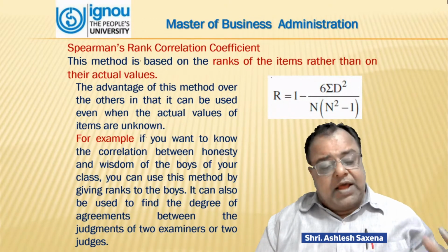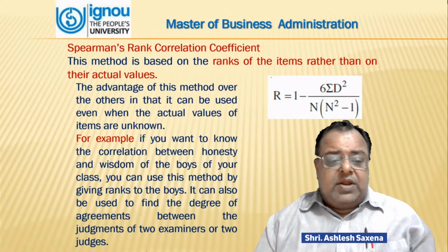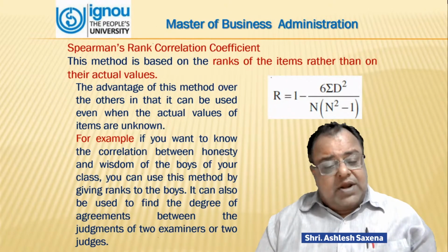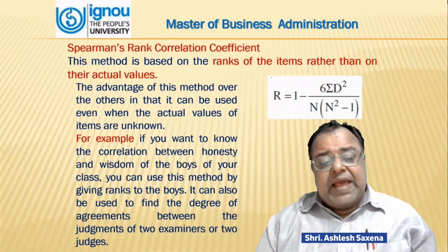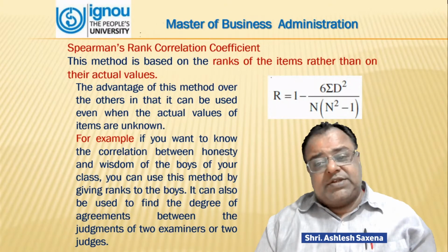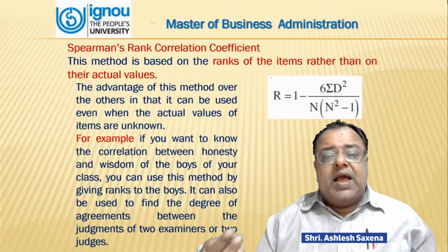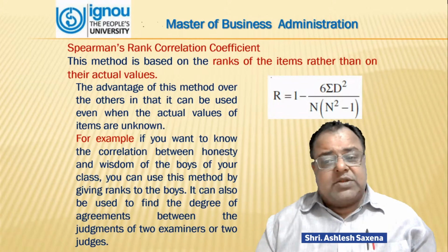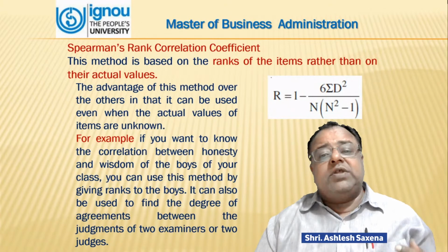the items are unknown. For example, if you want to know the correlation between honesty and wisdom of boys of your class, you can use this method by giving ranks to the boys. It can also be used to find the degree of agreement between the judgments of two examiners or two judges. We apply this formula: R equals 1 minus 6 sigma D square upon n into n square minus 1. We will be going through a problem and we will see how this formula is applied.